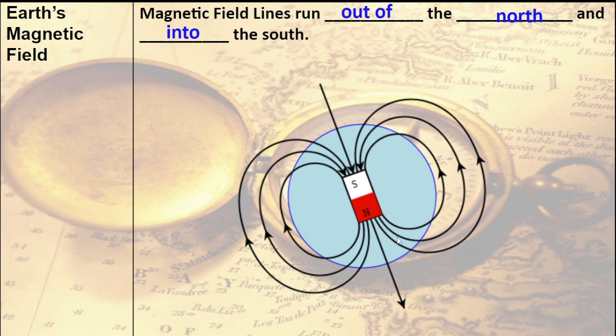Something you notice though about these magnetic field lines is that they're always spaced out. They're not overlapping each other. And again, another thing that we can see is that the magnetic field lines are flowing out of the north end and into the south end.